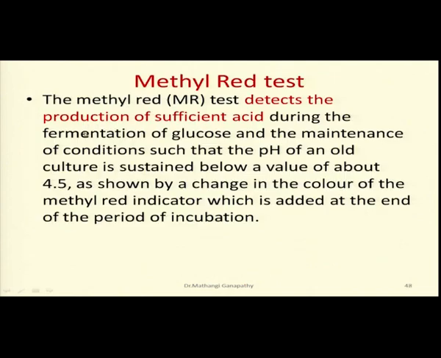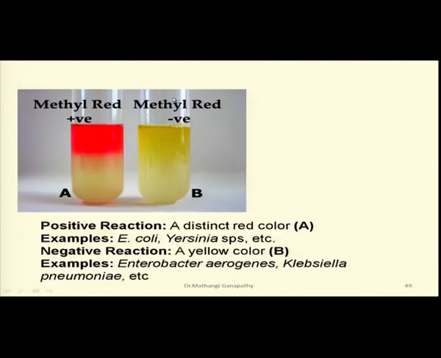The methyl red test. The methyl red test detects the production of sufficient acid during the fermentation of glucose and the maintenance of conditions such that the pH of an old culture is sustained below 4.5. This would be shown by a change in the color of the methyl red indicator at the end of the period of incubation. So, what we are looking for is methyl red positive or methyl red negative. You will see a distinct yellow color if the organism is capable of doing the reaction. So, positive, E. coli, Yersinia etc. are methyl red positive. The second tube shows methyl red negative reaction, Enterobacter, Klebsiella pneumoniae etc.